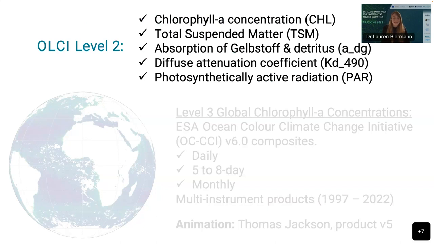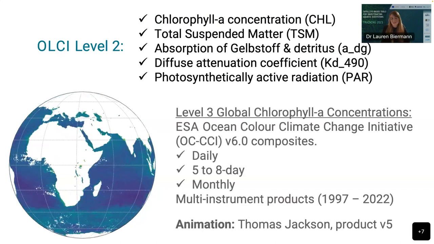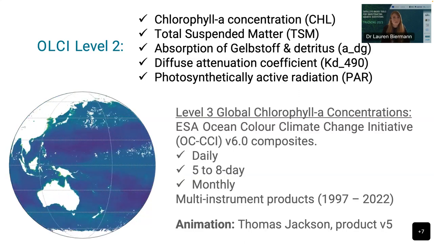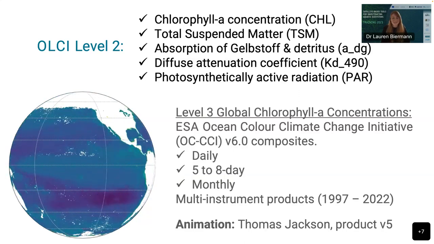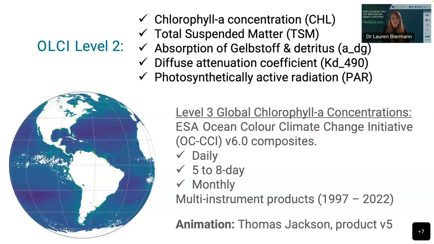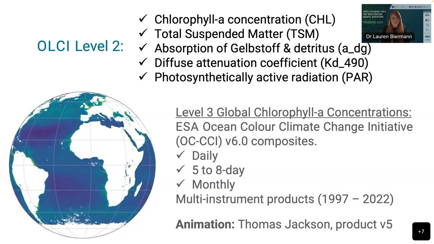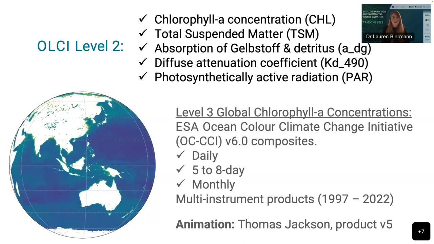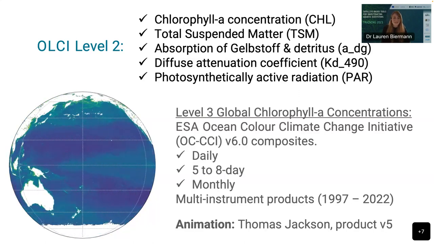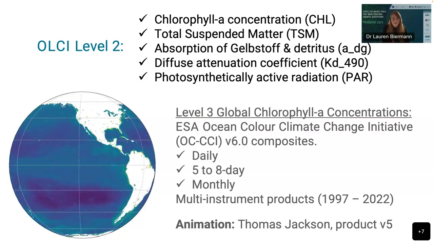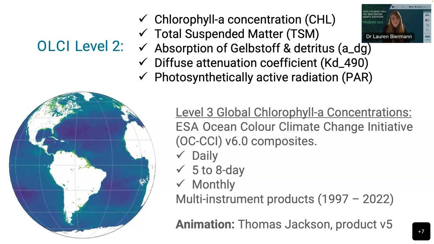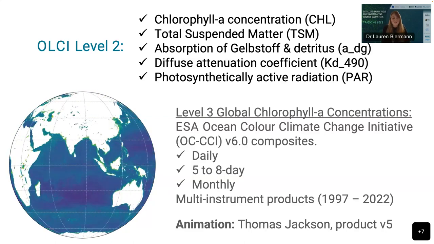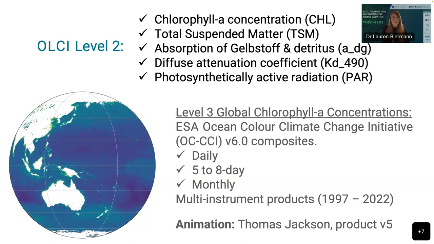At level three, you can obviously tell this is one of my favorites because I use the spinning globe in all of my talks multiple times. Thomas Jackson created it from the version 5 Ocean Color Climate Change Initiative product. And this is that merged product using different sensors. It is available to you for free as a daily, a 5-day or 8-day composite or a monthly composite. And that goes back to 1997 using a lot of the instruments that I've talked about in this talk.